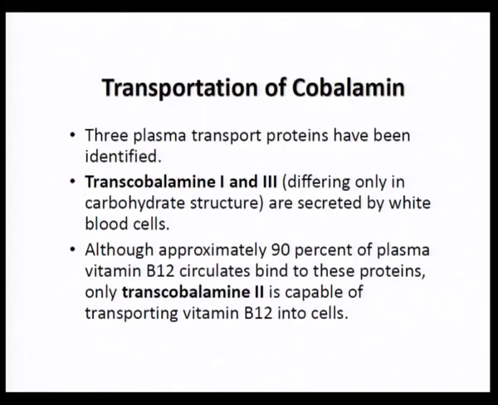Now we are going to look at the transportation. Three plasma transport proteins have been reported: transcobalamin 1, 2 and 3. Transcobalamin 1 and 3 differ only in their carbohydrate structure and are secreted by white blood cells, the leukocytes. About 90% of plasma vitamin B12 circulates bound to these proteins. Only transcobalamin 2 is capable of transporting vitamin B12 into the cells. Here you can expect how the processing could have a direct impact on vitamin B12 absorption. It should be circulated and then go across the cell. Only when it enters the cellular compartments does it start doing its function as a coenzyme.